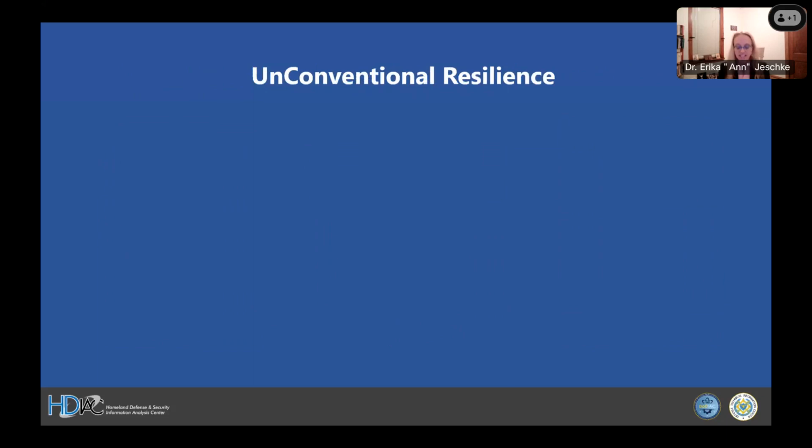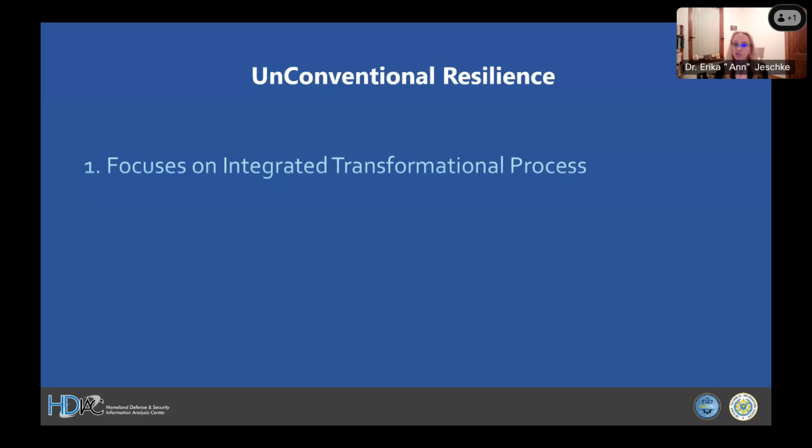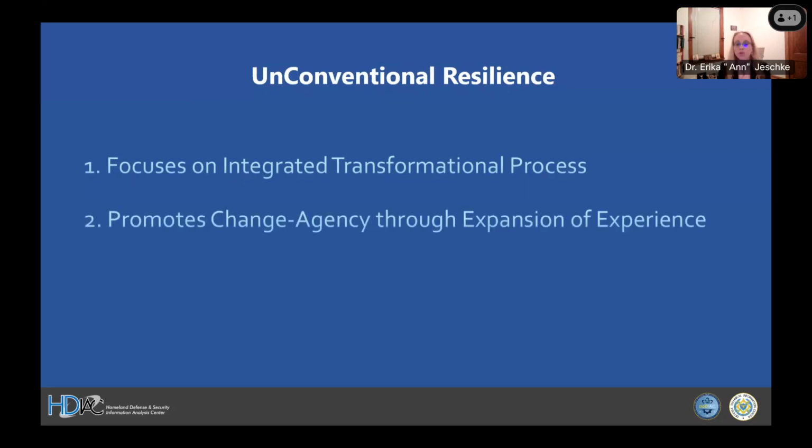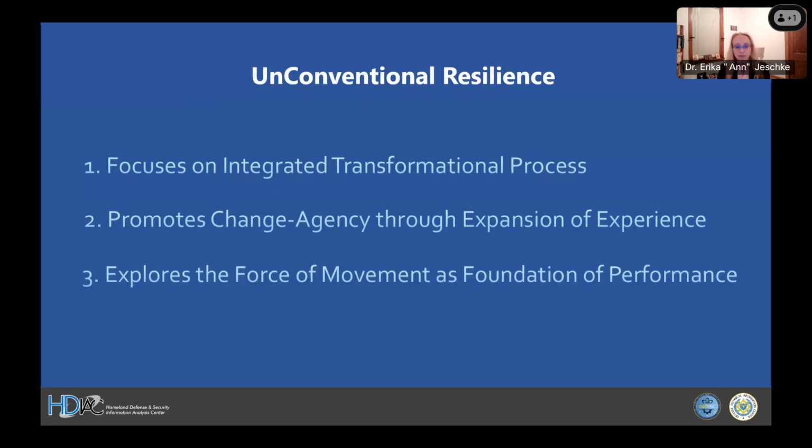Analysis of aggregate data collected led us to a new definition of resilience that emerged from SOST medics' language and lived experience in relationship to catastrophic injury exposure. Our new definition of unconventional resilience focuses on an integrated transformational process, promotes change agency through the expansion of experience, and explores the force of movement as foundational to performance.